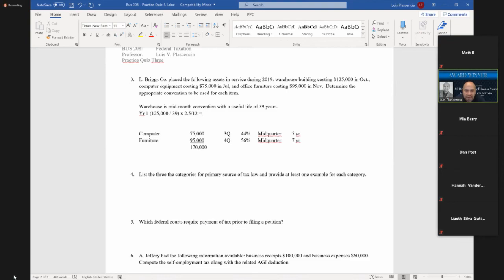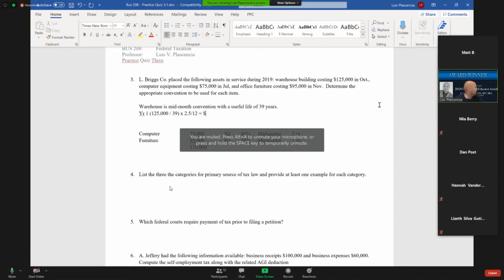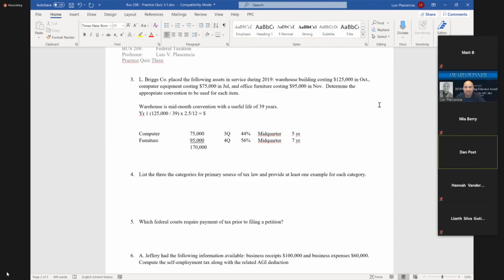So what does that equal? Matt, did you come up with an answer here? Again, 125,000 divided by 39. That's for the full year, but we're only taking 2.5 twelfths of it for the first year. What do we come up with? Round to the nearest dollar, by the way. I got 668. 668? Rounding to the nearest dollar. Okay, that works.